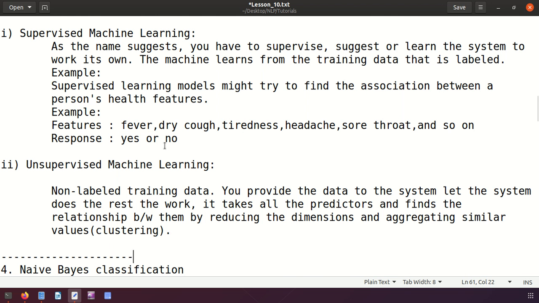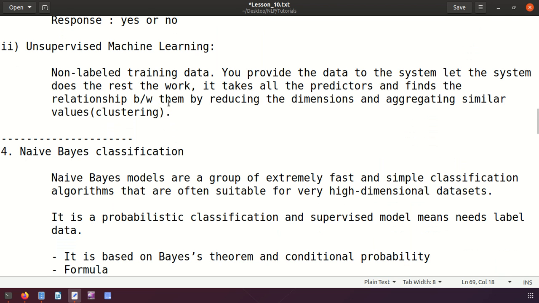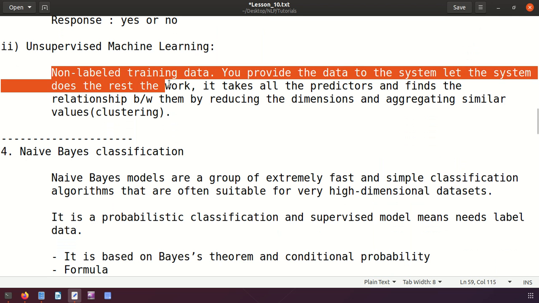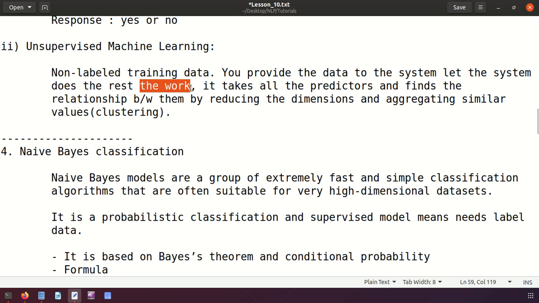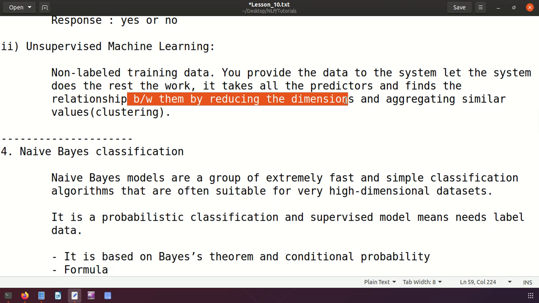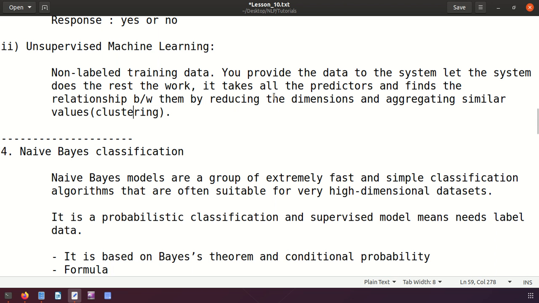Now in unsupervised machine learning, you can see that there is no labeled data. You provide the data to the system and let the system do the rest of the work. Here we are not supervising the machine, but the machine itself is taking the decision, right? It takes all the predictors, meaning the features, the inputs, and finds the relationship between them by reducing the dimensions and aggregating similar values, and that is called clustering. And this one is called dimensionality reduction.